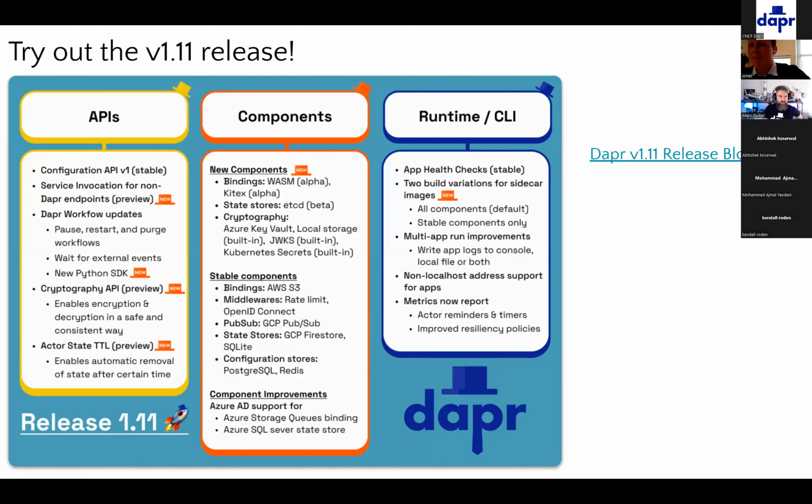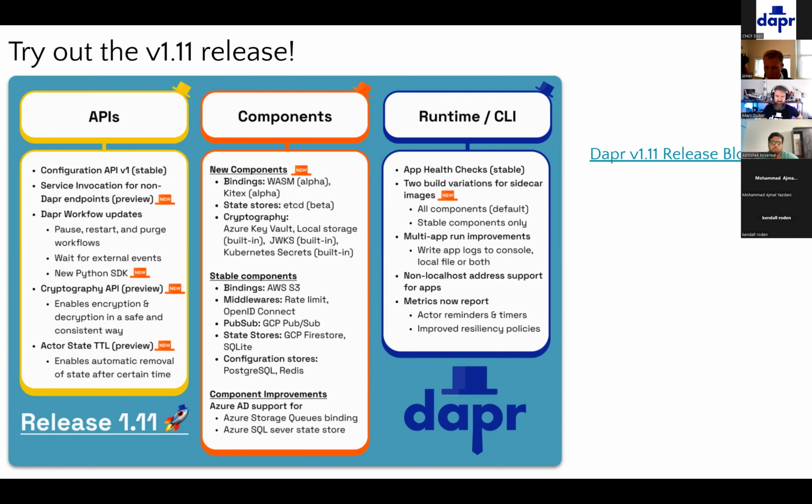First of all, we have officially released 1.11, which is super exciting. It's been a lot of effort. Huge thanks to everyone who put in so much work to make this release possible. This release is huge. We've released a few new APIs: the configuration API went stable, we have service invocation for non-Dapr endpoints, new features for Dapr workflow, a brand new cryptography API in preview, and actor state TTL.